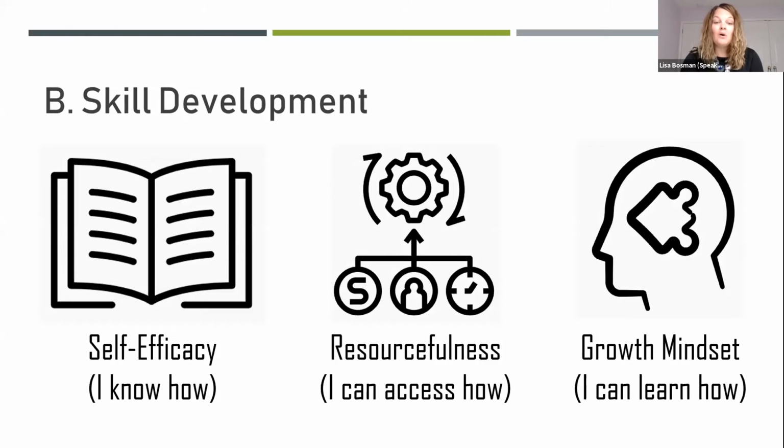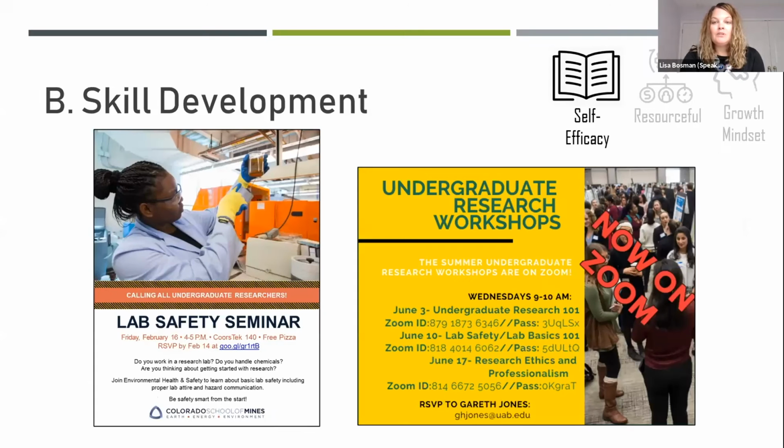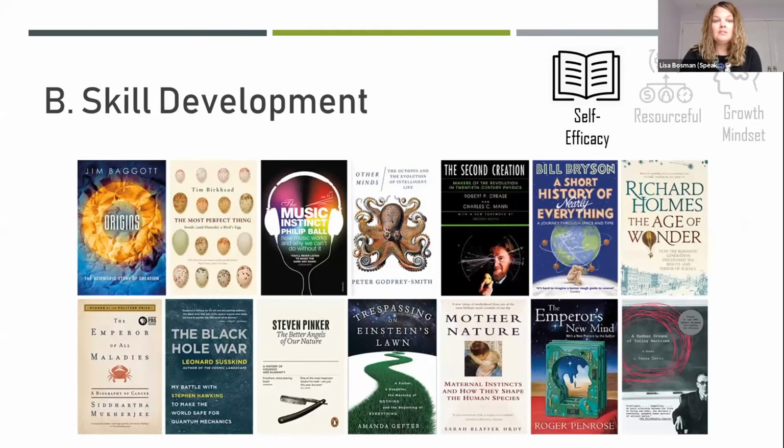So even if I don't know how, and if I don't have access to it, then this is where the growth mindset comes in, is that I know that I can figure out what the access is to so I can learn how. Just some examples for self-efficacy when it comes to skill development. Shown here on the left, you could have students attend seminars like a lab safety seminar, perhaps if you're teaching a science-based course. Or there's undergraduate research workshops that students could attend just as potentially an extra credit option, and I'll provide some assignment options in a few slides. Another option is books.